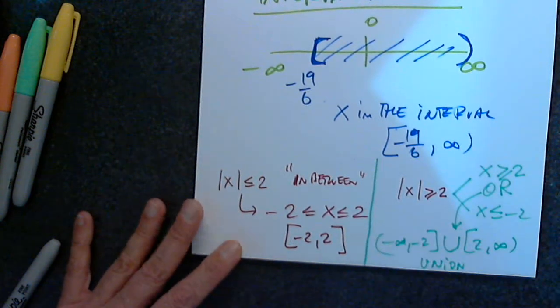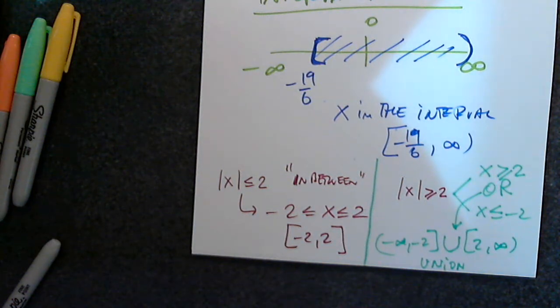See the difference between these two? The first one can be presented as a chain. Very easy to read. Yeah, that's the solution. I'm done. The second one requires solving an inequality less than or equal to negative 2, and a second inequality greater than or equal to 2, and then putting the solutions together. Totally different.